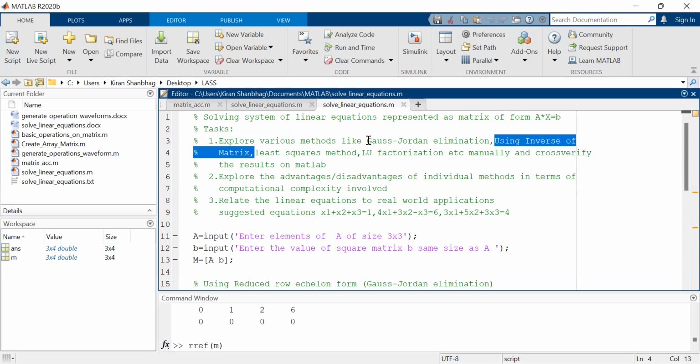Then there is something called row reduction echelon form, or the Gaussian elimination as we call it. Then by default, MATLAB tries a least squares method, in case you want to do it directly. Then there is something called LU factorization. I am just interested in this particular method, using the inverse of a matrix, and to some extent Gauss-Jordan elimination because we have it as a part of theory. I will not be talking much about the other two methods.